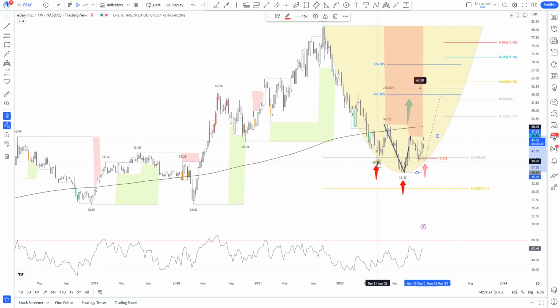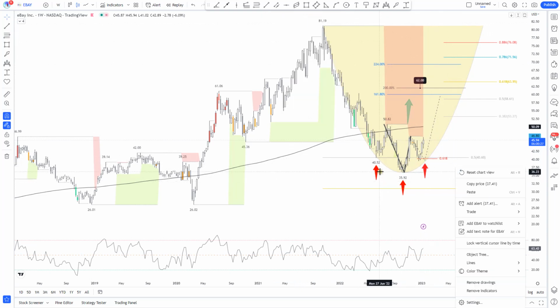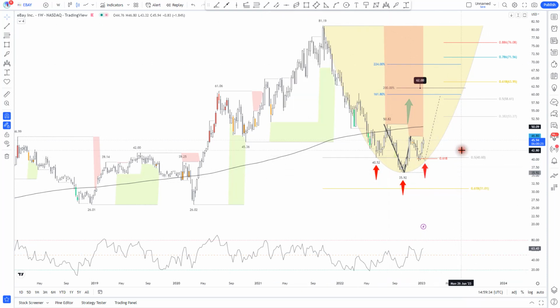As we can see, we already have support at the golden Fibonacci. So we have these potential inverted heads and shoulders. Also, we have targets for that head and shoulders at 62. So pay attention for eBay, because the clear violation of these levels should trigger a momentum to the upside.